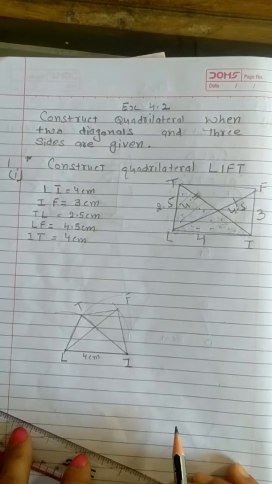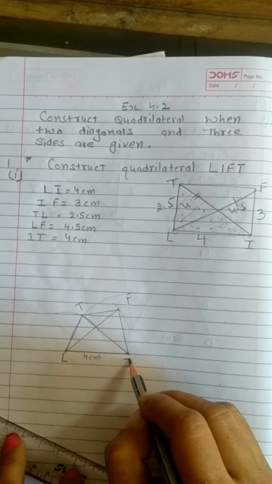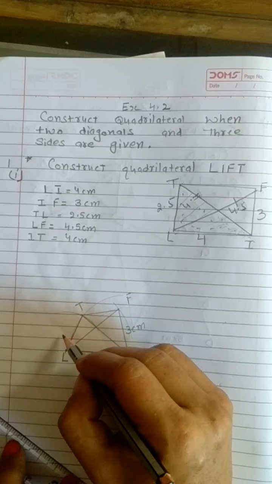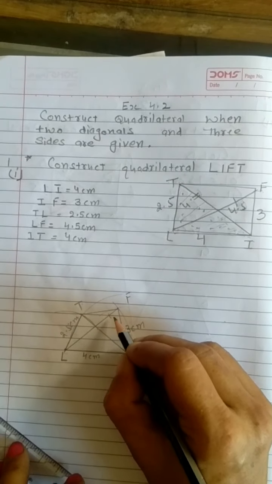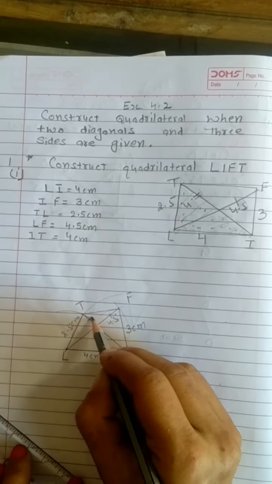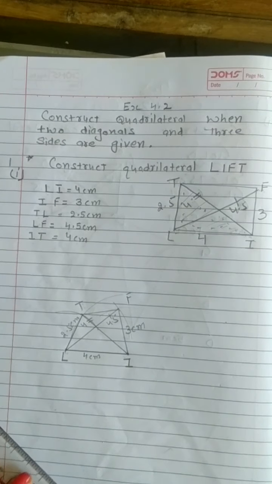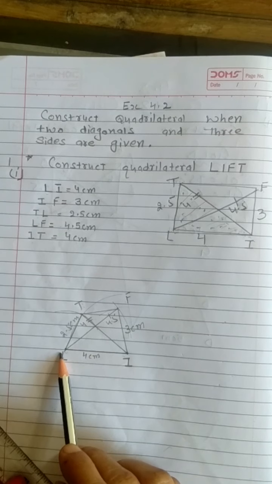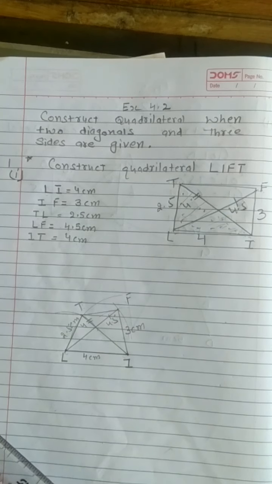And most important, write here all these measurements: IF 3 centimeter, LT 2.5 centimeter, LF 4.5 centimeter, and this IT 4 centimeter. In this way, the figure drawn here, LIFT, is our required quadrilateral.